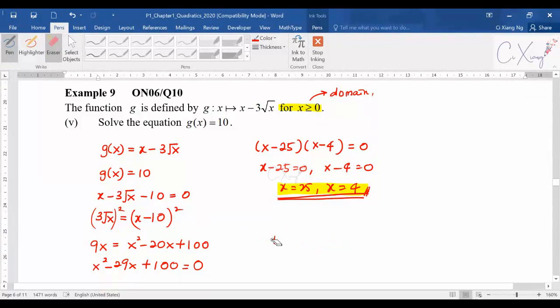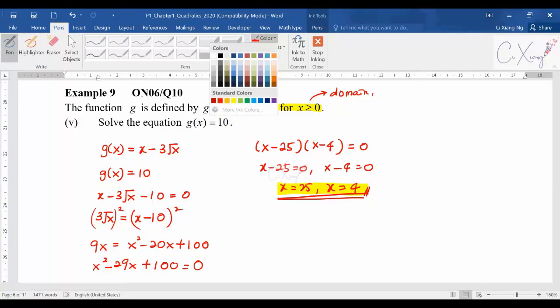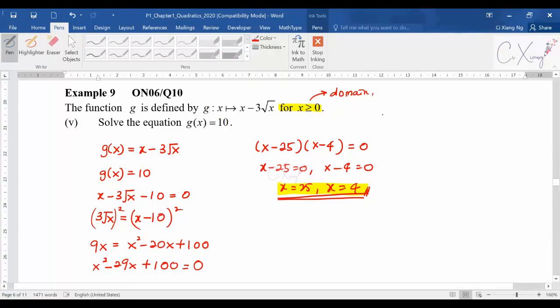So is there any other method? Here I want to introduce another method, which is to write it in a quadratic form. This is method number 2. I don't know which one you understand better. To me, squaring both sides is not the best method.